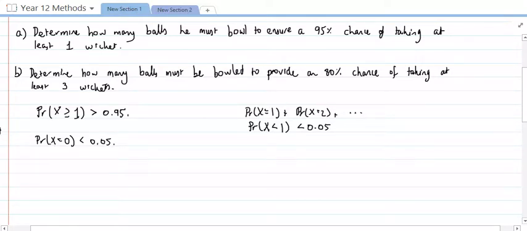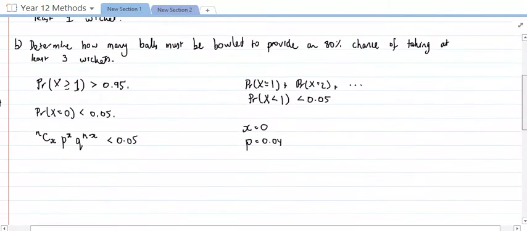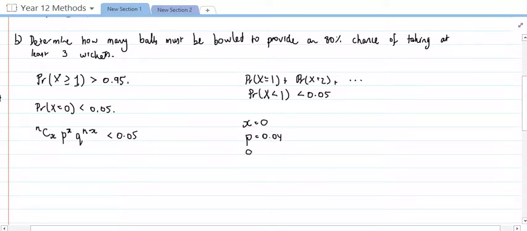So the probability of x equaling 0, now we're going to use the rule for the binomial probabilities here. So we've got nCx times p to the x times q to the n minus x, which must be less than 0.05. nCx, well, we don't know what n is here, but I do know that x is equal to 0, and I also know that p is equal to 0.04. It was that 4% chance that we were given in the question. And because of that, I also know that q is equal to 0.96.